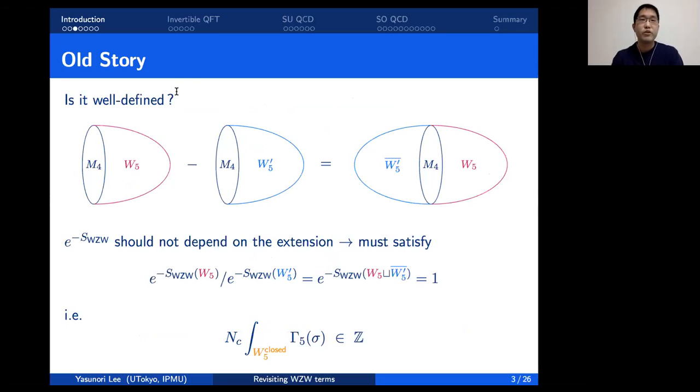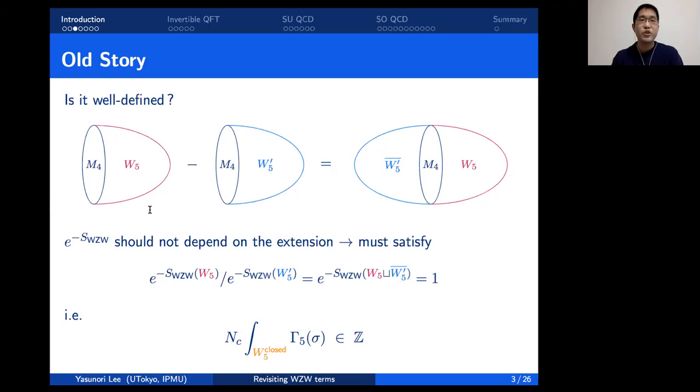Again, the argument is well known. First, take an extension W5 and take another extension W5 prime. The difference between these two extensions is equal to W5 and W5 prime with orientation reversed, glued along the common boundary M4, which results in a closed 5-manifold. Correspondingly, the difference between the two Wess-Zumino-Witten terms on W5 and W5 prime is given by a Wess-Zumino-Witten term on this closed 5-manifold.